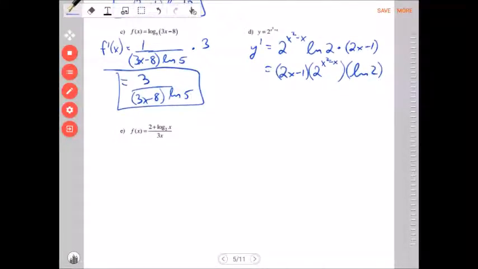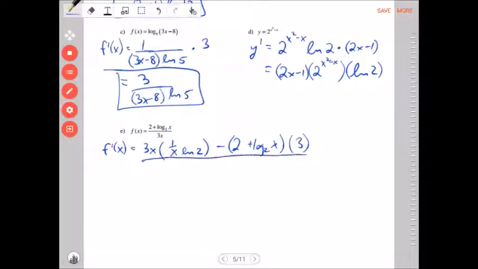Okay, for e, e is a quotient rule. Not a big deal. So the quotient rule is the bottom times the derivative of the top. Well, the derivative of 2 is just nothing. Okay, and then the derivative of log base 2 of x is 1 over x ln 2. Okay, there's no chain rule for that part. Okay, so bottom times the derivative of the top minus the top times the derivative of the bottom, which is just 3, all divided by the bottom squared.